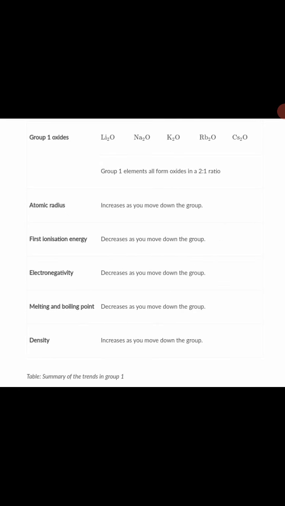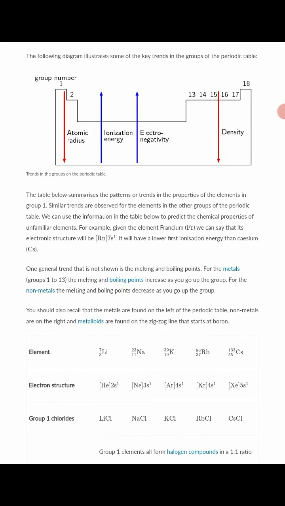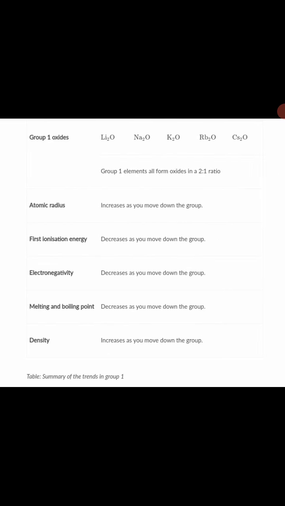All right, now we see the chlorides of group 1. You have lithium chloride, sodium chloride, potassium chloride, and you have the rest, caesium chloride, I think rubidium chloride also. Then group 1 oxides, you have lithium oxide, and you have the rest oxide. So now let's see the summary of this.